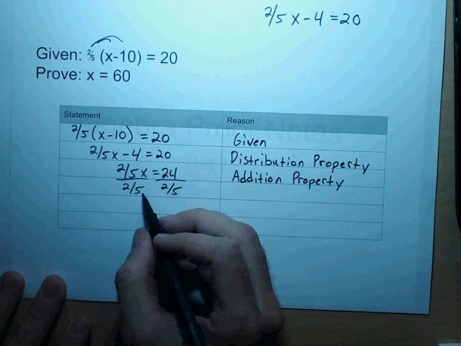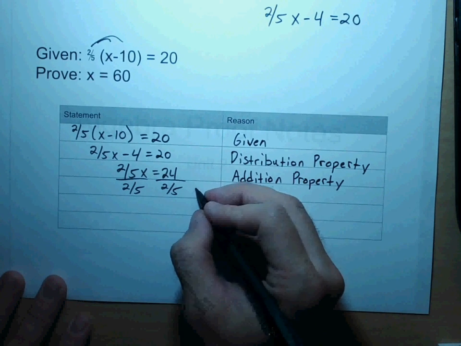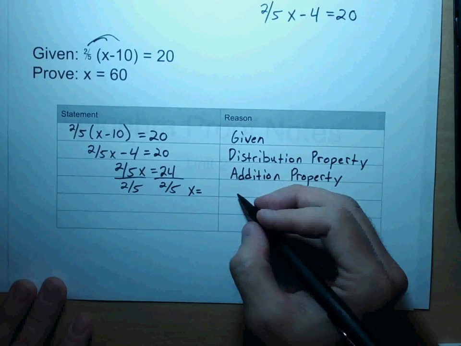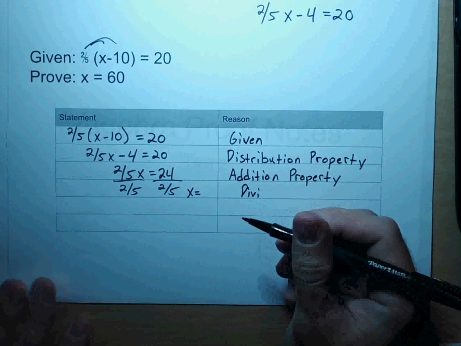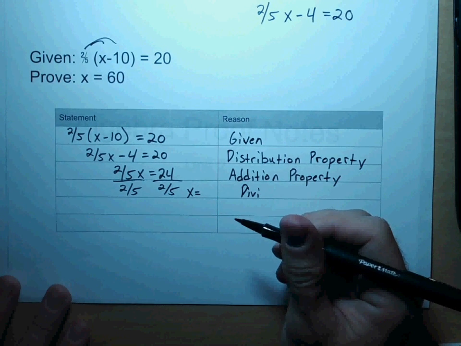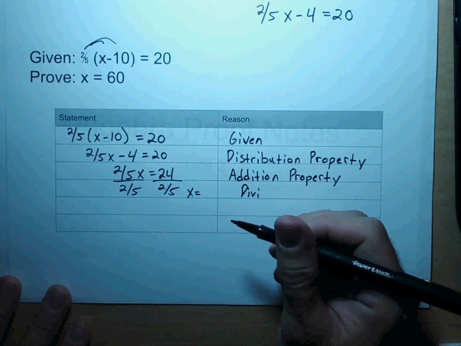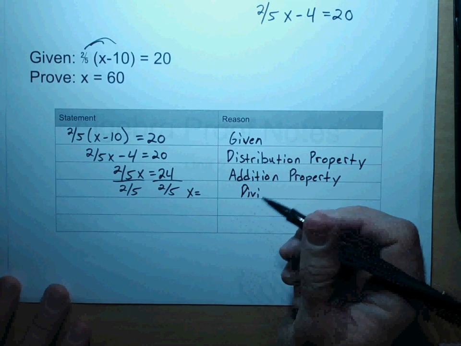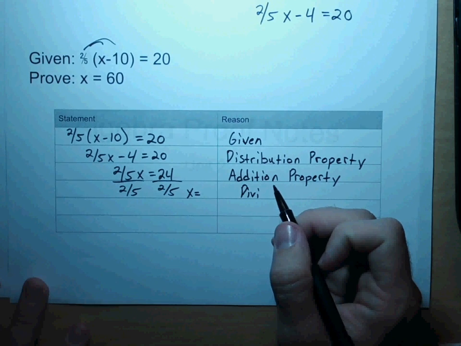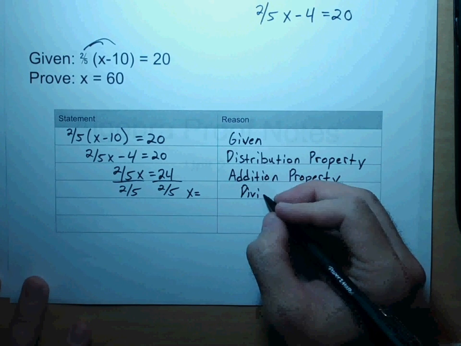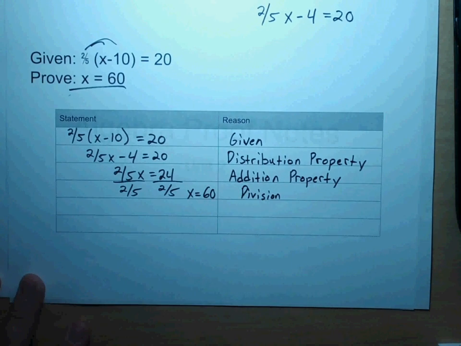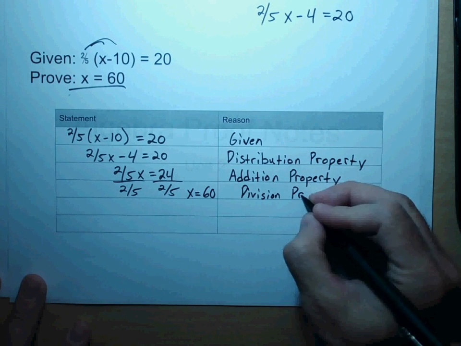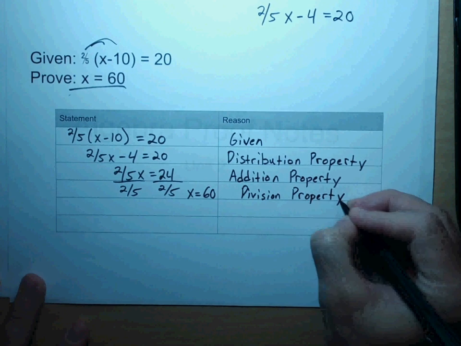Oh no, I didn't want to do that math there. What would that give me? X equals what? Yeah, what's 24 divided by 0.4? Did you do it? Someone do that for me, please. 24 divided by 0.4. 60. Oh man, why did I even do the math? Remember, they already told us what it equals. So division property. And that's it. The answer is 60.